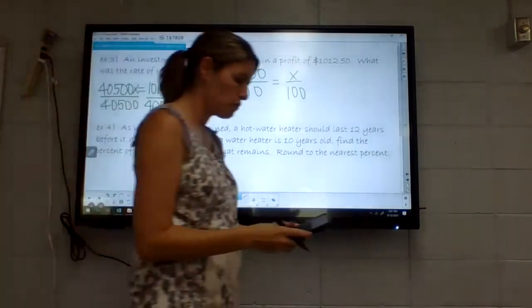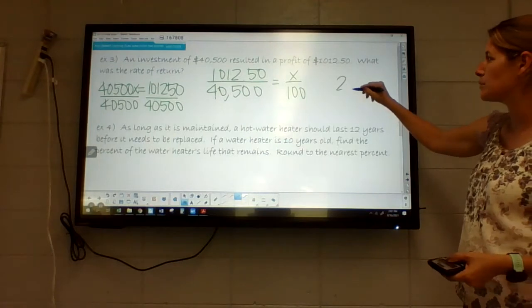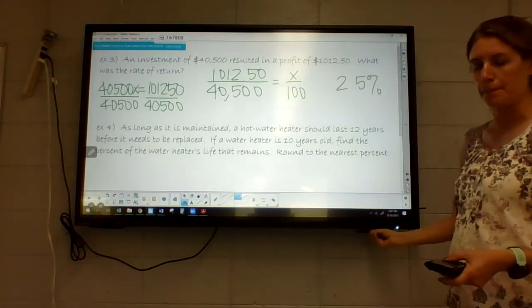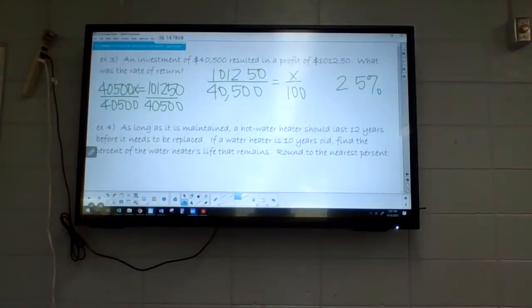It ends up being 2 point something, right? 2.5% is what I've got, if I did it correctly. That sounds right. So 2.5% would be our rate of return. So we're getting a profit of 2.5% from the investment.